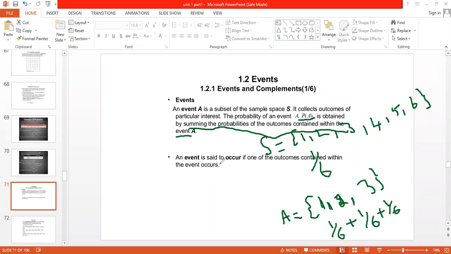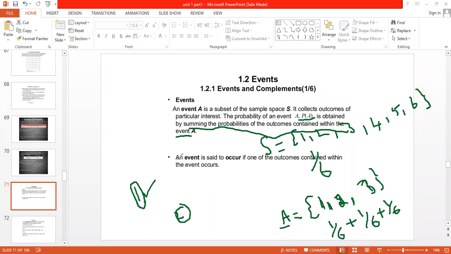An event is said to occur if one of the outcomes contained within the event occurs. When you throw a die, if you get the value 1, then we say that event A has occurred. If you get 2 also, because 2 is present in A, then event A has occurred. And if you get 3, then also we say that the event A has occurred.